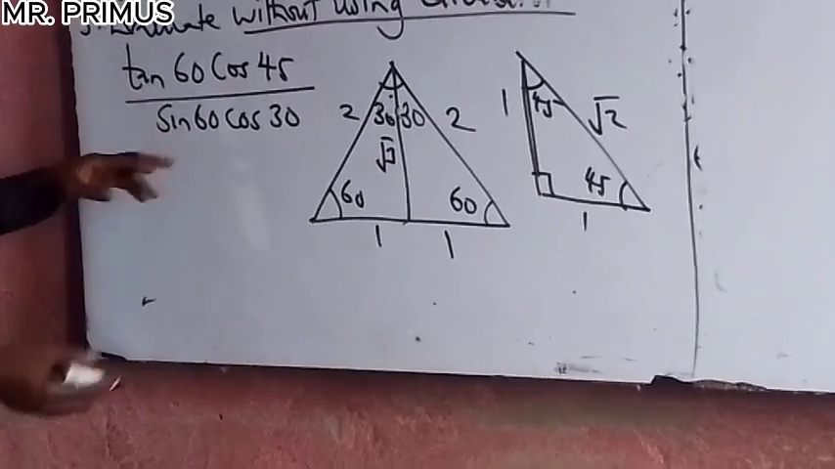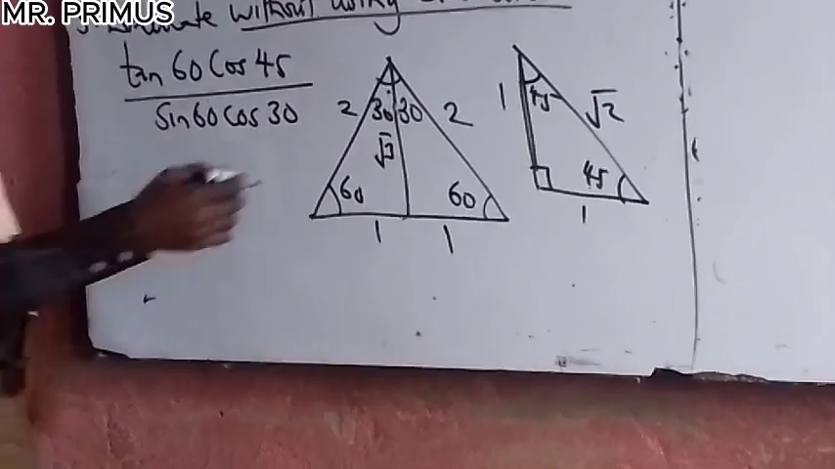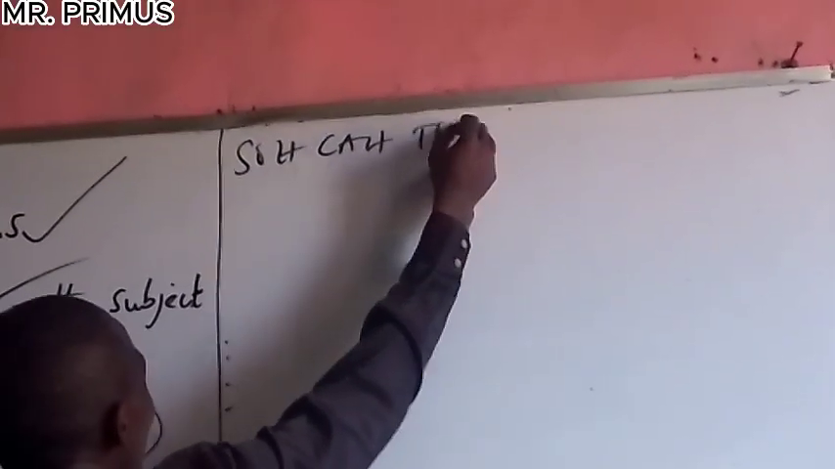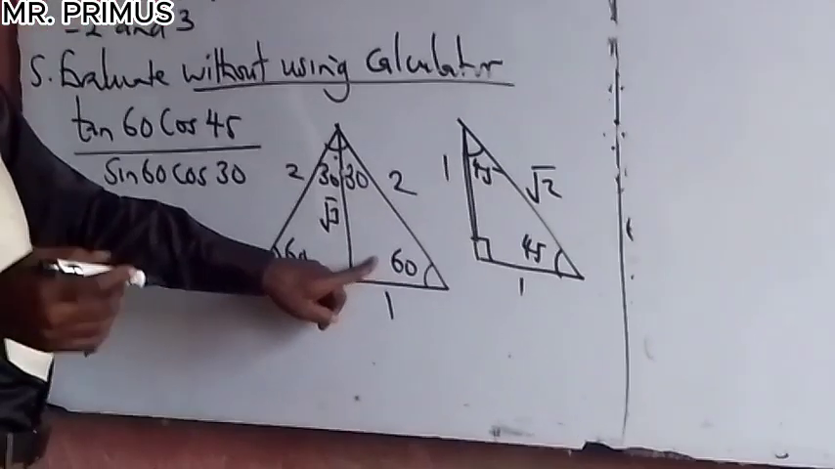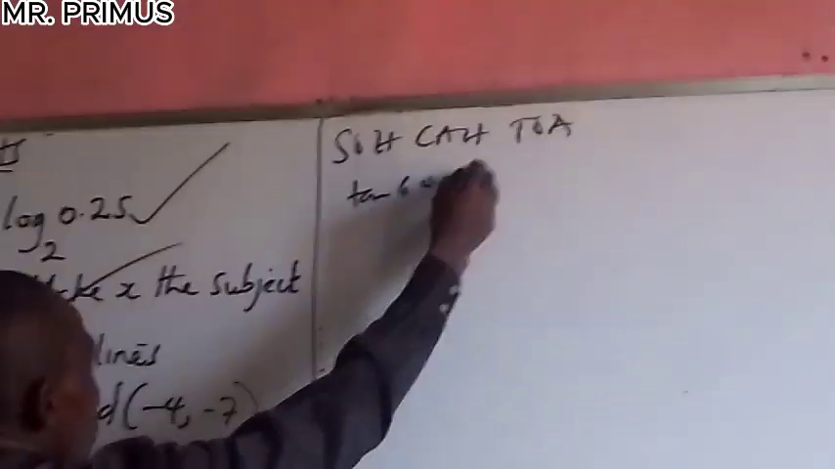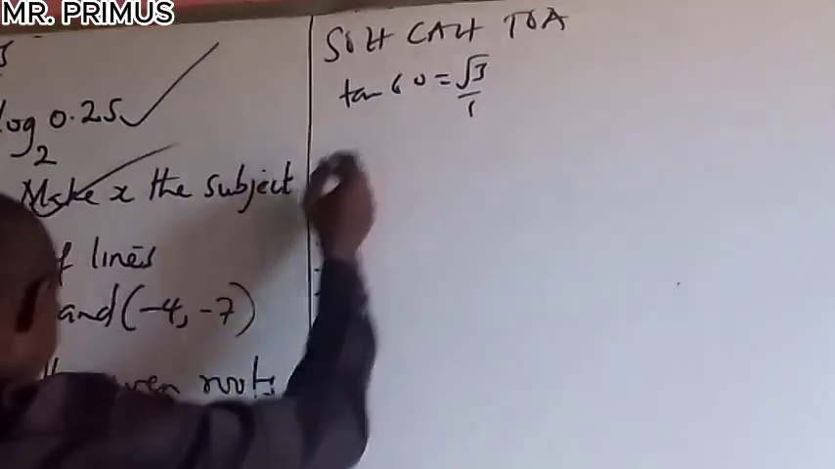So tan 60, we use what? SOHCAHTOA. Tan 60. Where is 60? Tan is opposite over adjacent. So tan 60 equal to what? Root 3 over 1.